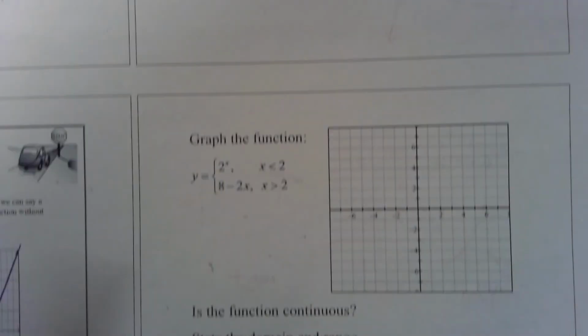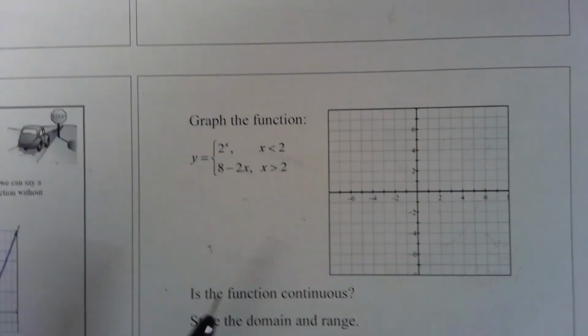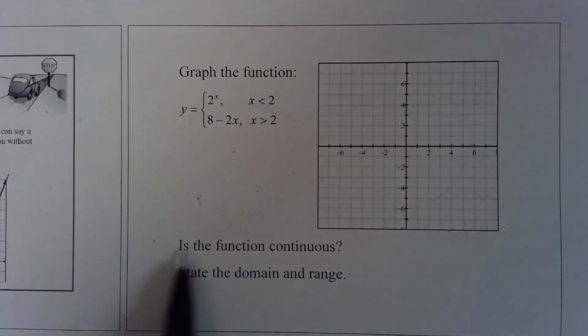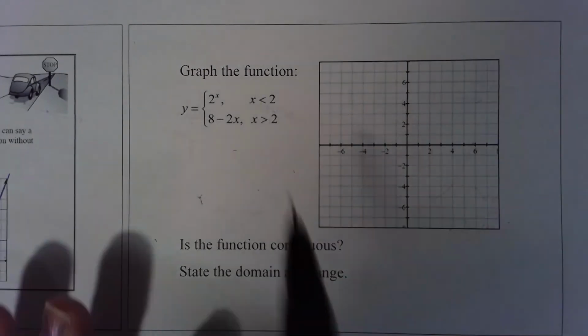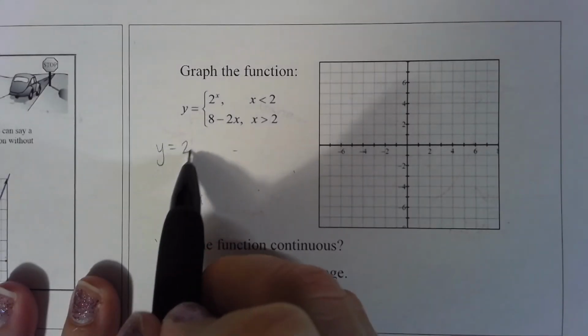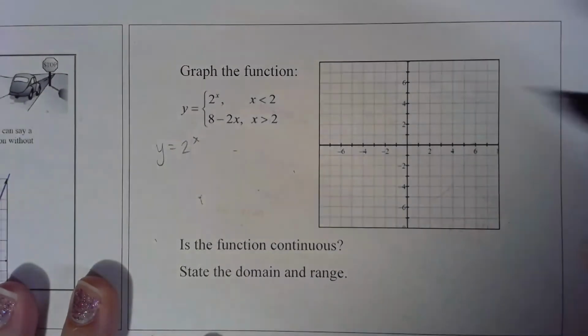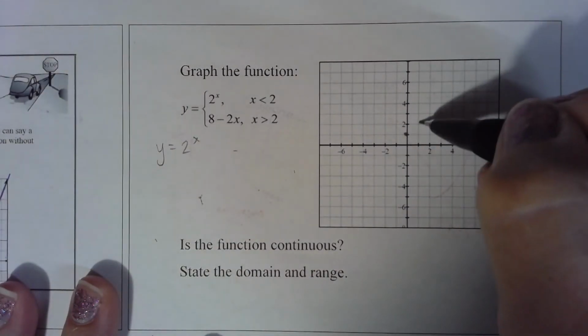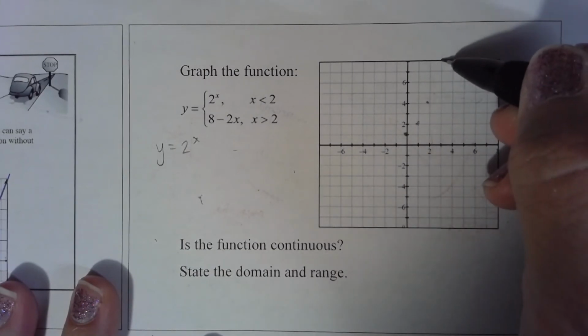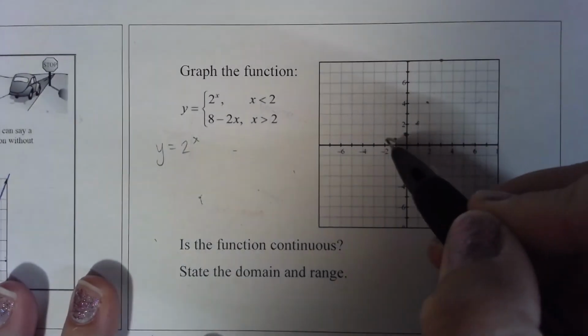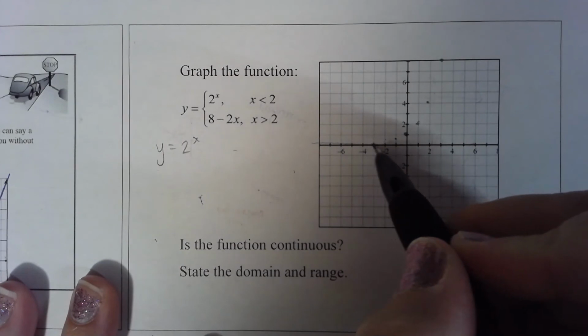They're asking us to graph one more piecewise function. And then it says, is the function continuous? And then we'll state the domain and the range. All right, so let's take a look at this first piece. We have y equals 2 to the x. Oh, we did that in our warm-up also. So we already talked about what this graph will look like. In fact, if we plug in a 3, we go all the way up to 8. Right, it has that horizontal asymptote on the left.